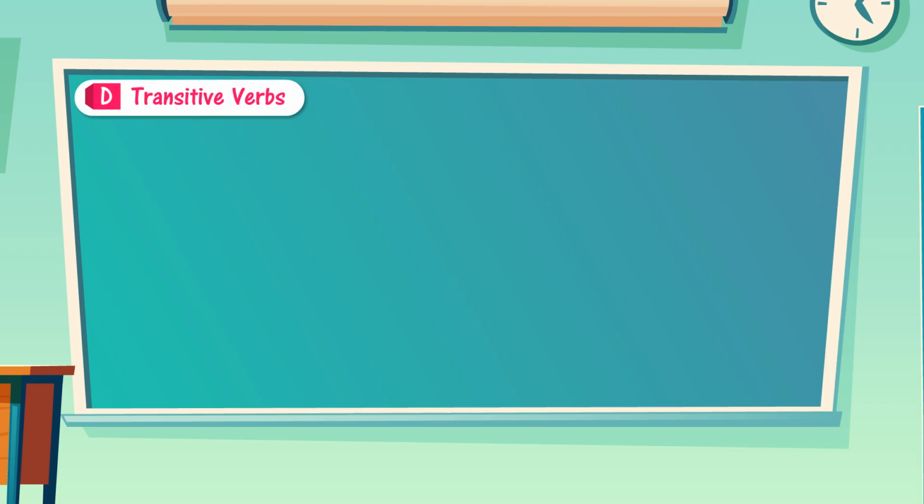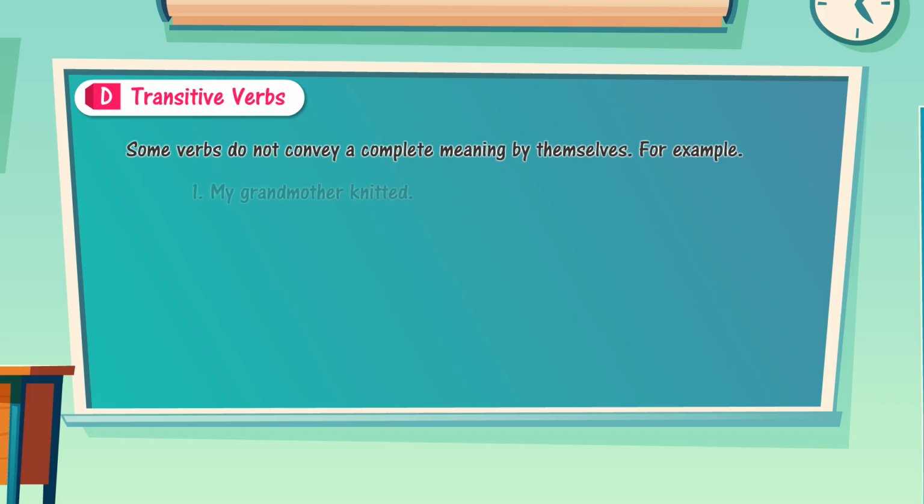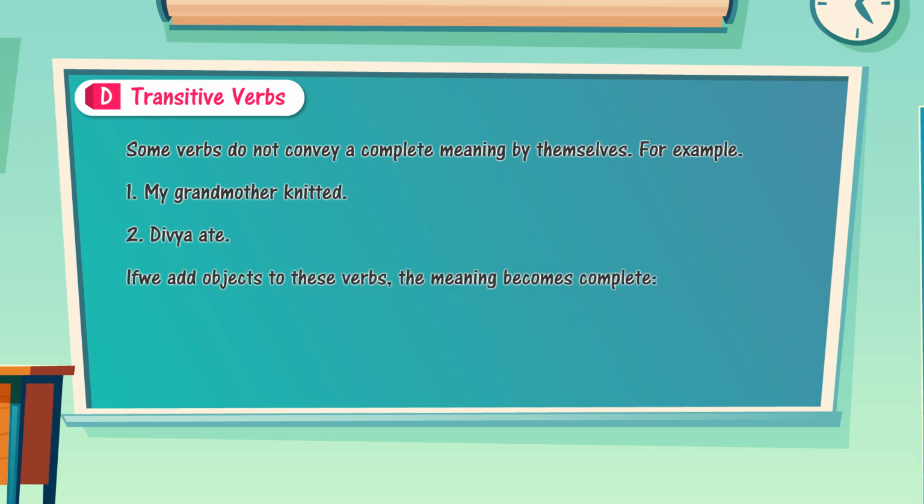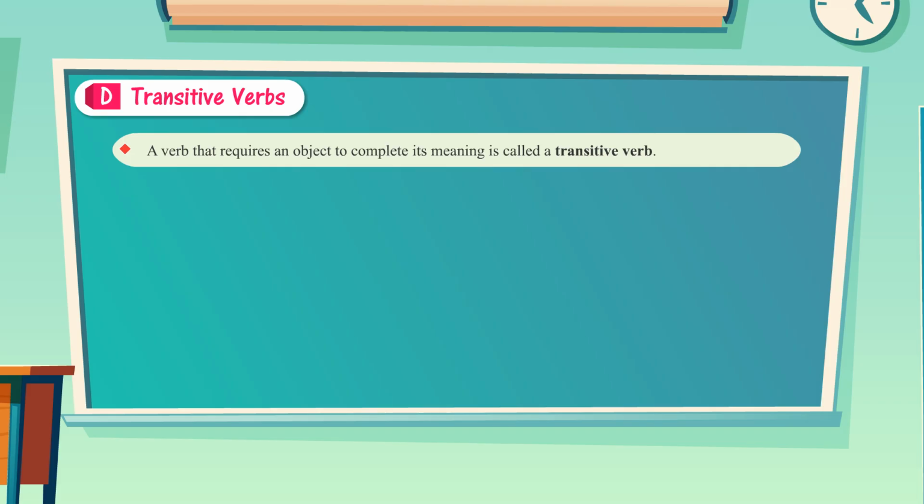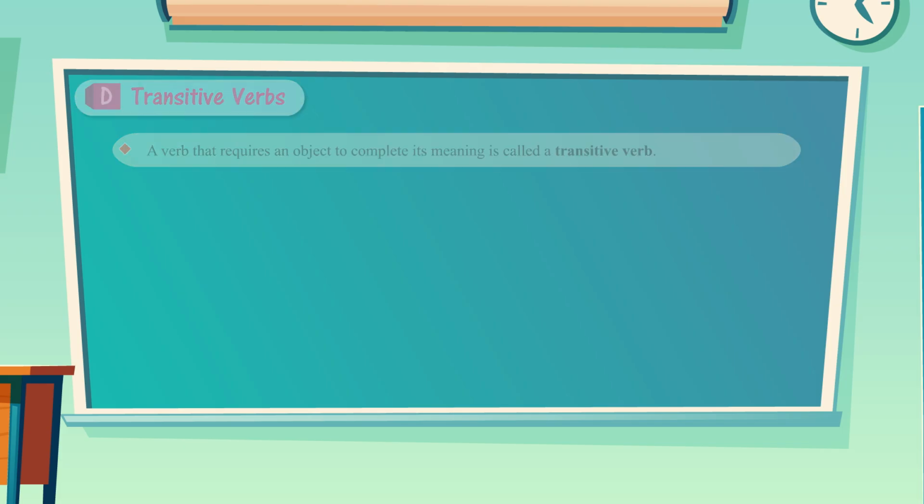D. Transitive verbs. Some verbs do not convey a complete meaning by themselves. For example, 1. My grandmother knitted. 2. Divya ate. If we add objects to these verbs, the meaning becomes complete. 1. My grandmother knitted a sweater. 2. Divya ate apples. A verb that requires an object to complete its meaning is called a transitive verb.